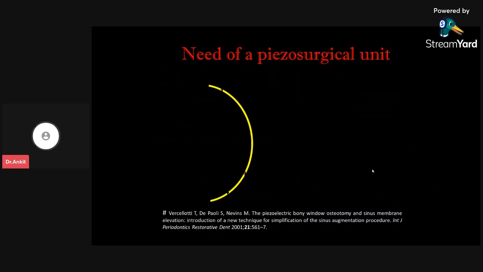Now let us come to why we need a piezosurgical unit. There is a very nice article that was published in the International Journal of Periodontics, covered by Vercellotti and De Paoli, and they have beautifully covered why, in the first place, we need a piezosurgical unit. The first is that it has great precision and safety in bone surgery.